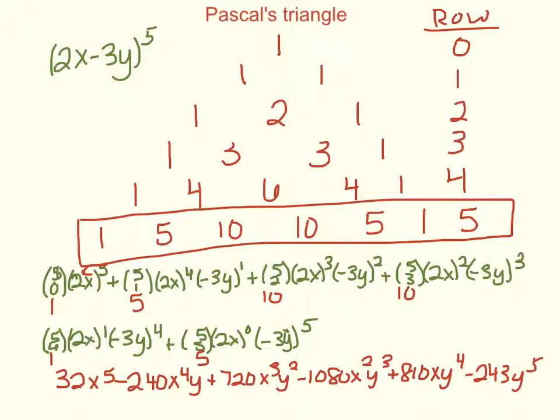Notice that each term has a degree of 5. The pattern alternates because of this negative piece right here. So what Pascal's triangle will help you do is shorten the amount of time you'll spend on your calculator.